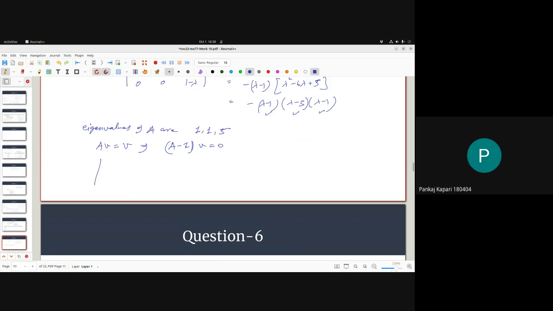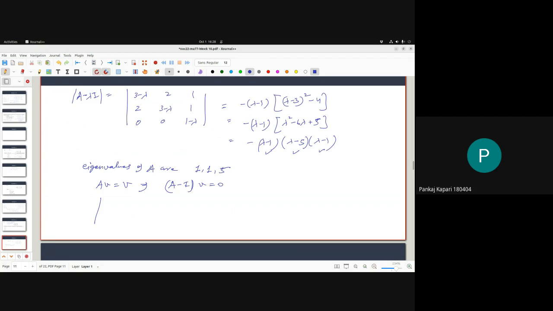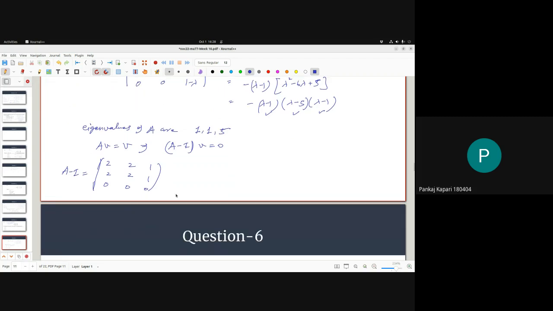So what is A minus identity matrix? For finding A minus identity matrix, just put lambda equal to 1 here because lambda is 1. So you have 2, 2, 1, 2, 2, 1, and then 0, 0, 0. This is our matrix A minus identity. Now we have to find the solutions corresponding to this system of equations. For that, we will just reduce it to the row echelon form. So for reducing it, subtract the first row from the second row.